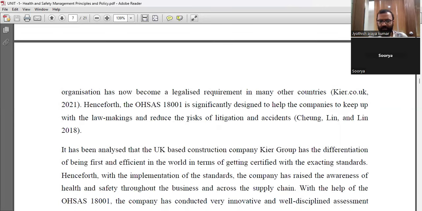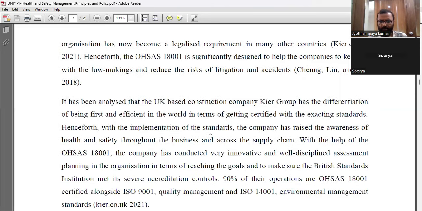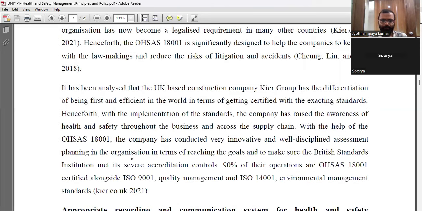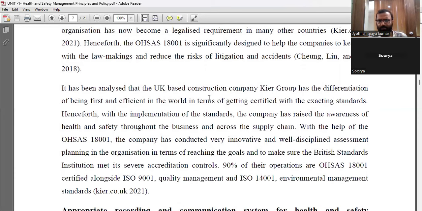Henceforth, OHSAS 18001 is significantly designed to help companies keep up with law-making and reduce the risk of litigation. It has been analyzed that the UK-based construction company has the distinction of being first and efficient in the world in terms of getting certified. So we will be mentioning what their HSE standard is, what are all the external accreditations that the company got, and all those things will be discussed in this paragraph.